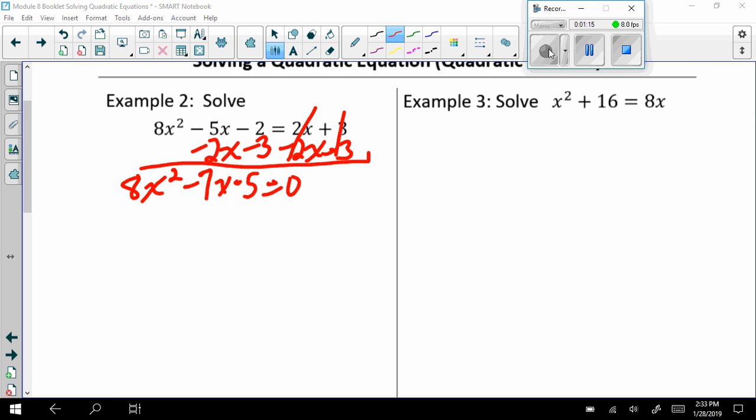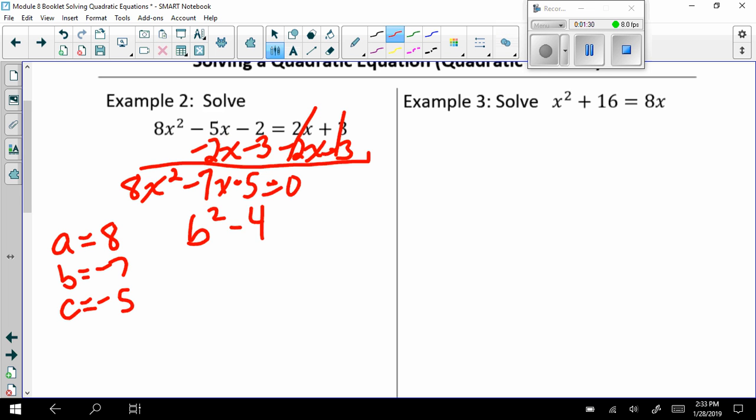Now, just like in the last example, I'm going to pick my A, B, and C. So my A is 8, my B is negative 7, my C is negative 5. And I'm going to start with my discriminant. You actually don't have to start with your discriminant, but I do find that my students that do that tend to make fewer mistakes. So I suggest doing that.